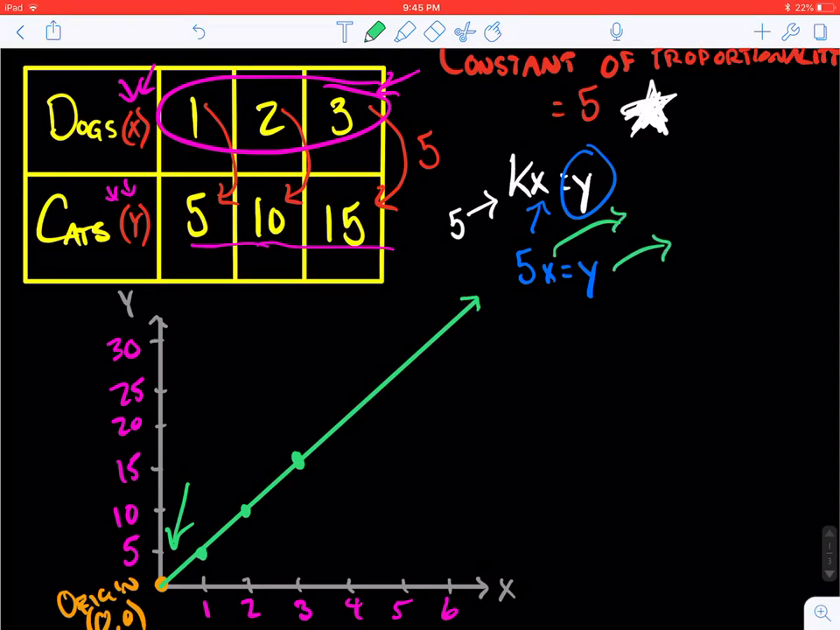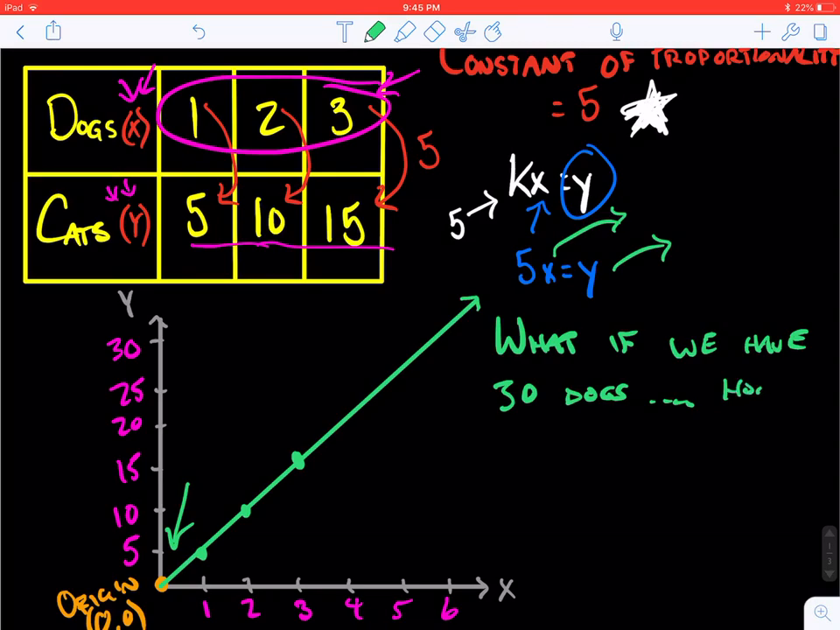So the x value here, again, means dogs. The cat's value is y. So the reason why the equation is going to become important as you go through 7th and 8th grade and even into high school is there's going to be questions that say, what if we have 30 dogs? How many cats will we have?